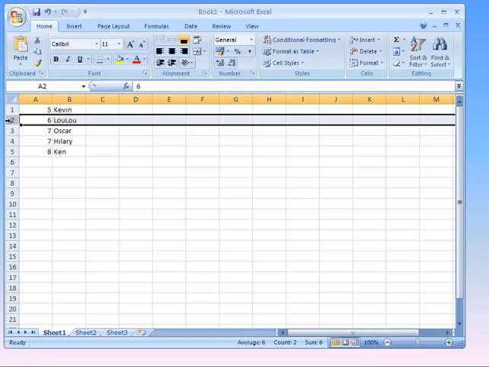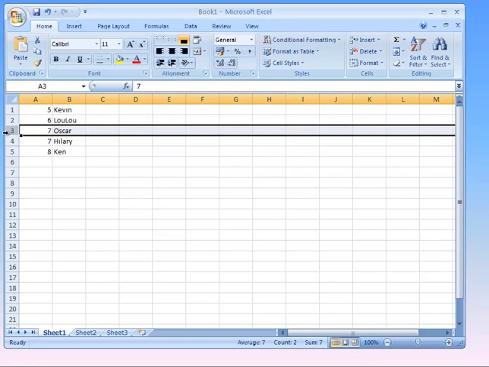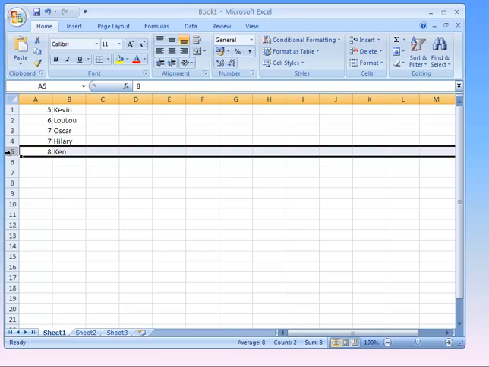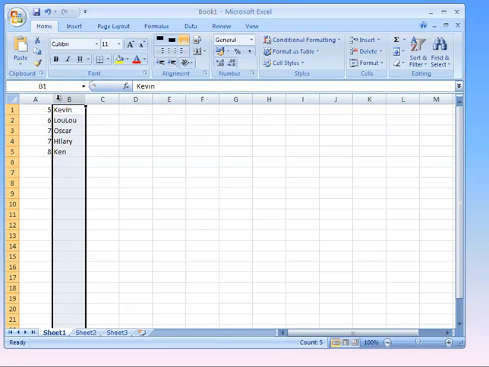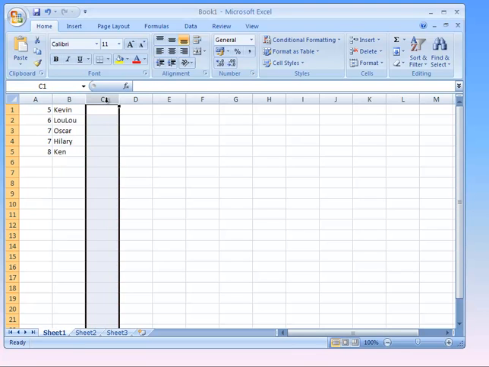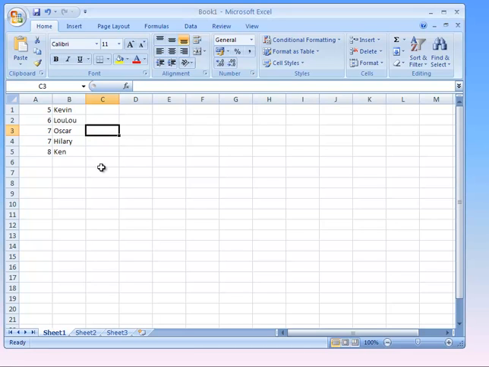So for example, we have this row here, 7 Oscar, 5, 8 and Ken, and so on. And we have columns like this column here, column A, column B, and column C. We call these little individual squares cells. That's going to be an important term as we go along, cells. And in each cell we can store a particular piece of information.